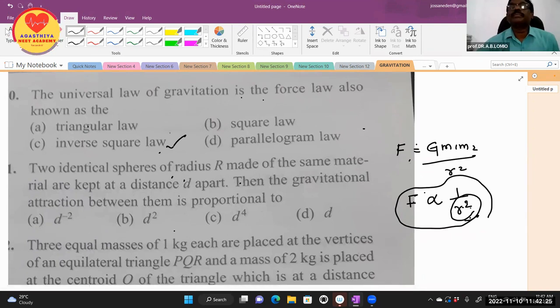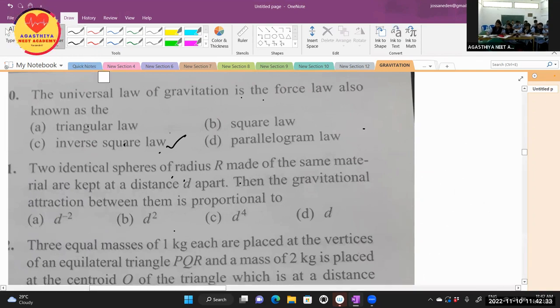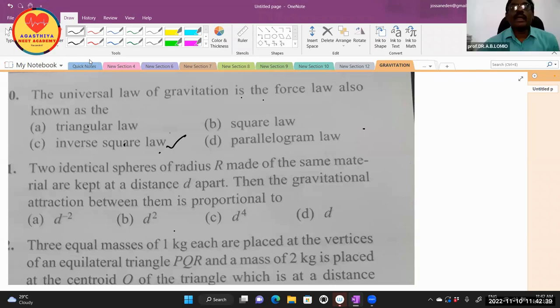Shall we go to the next problem? Okay. Two identical spheres of radius r made of the same material are kept at a distance d apart. The gravitational attraction between them is proportional to option A, d power minus 2, option B, d squared, option C, d power 4, and option D, d. Which one is correct?